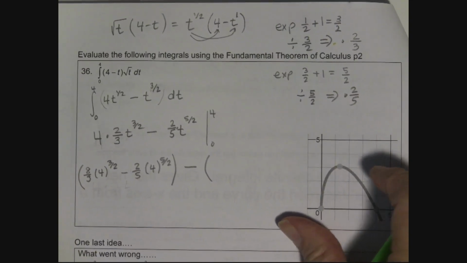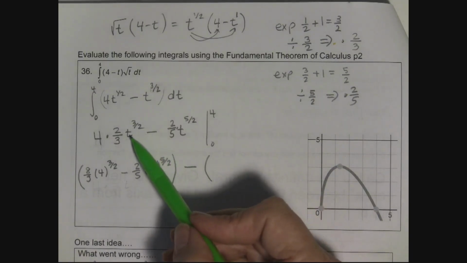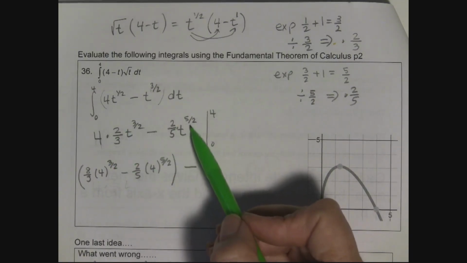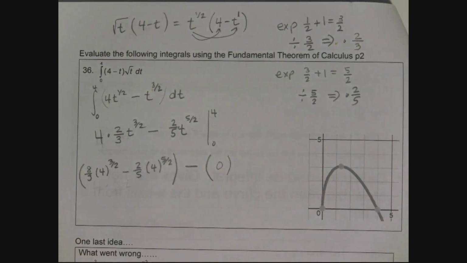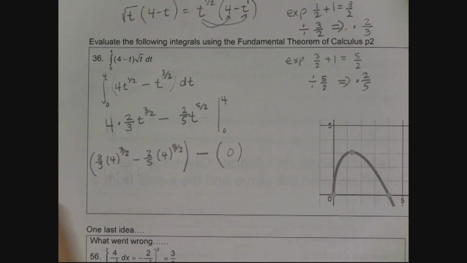And this is where I'm a little bit of a lazy person, but I have to be careful sometimes with my laziness. When I put in 0, that wipes that out. And when I put in 0, that wipes this out. So this is 0. And then I can just put that part in my calculator.